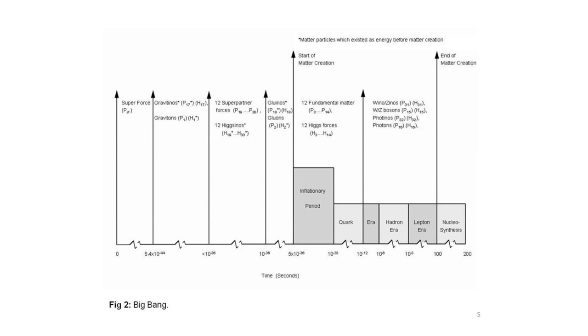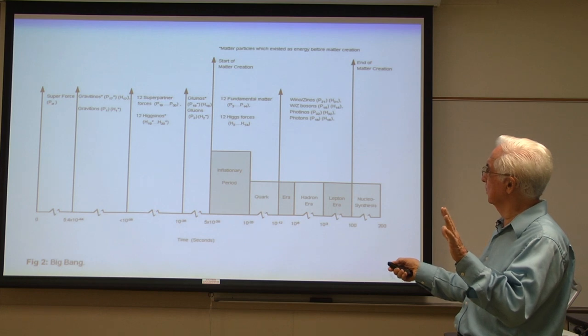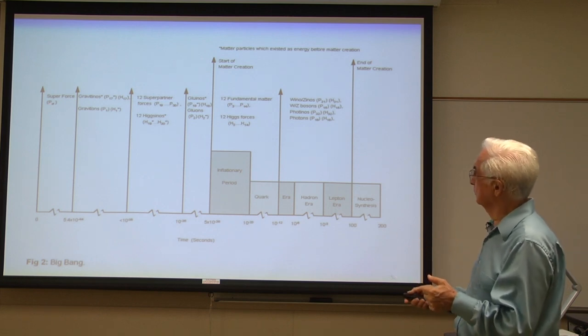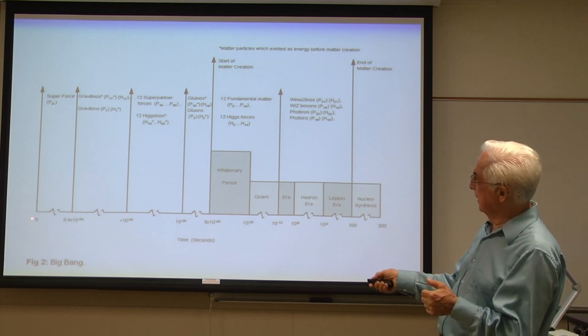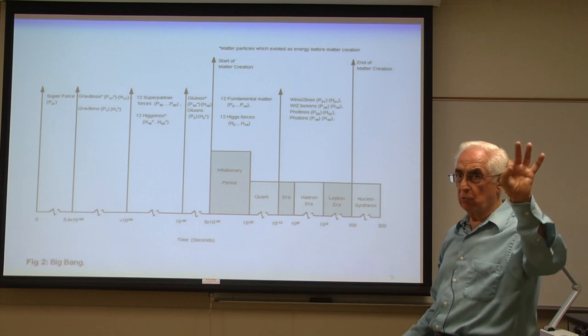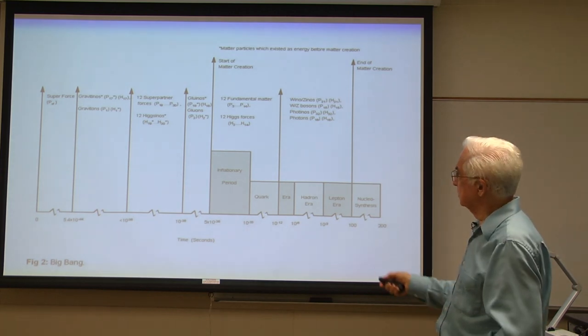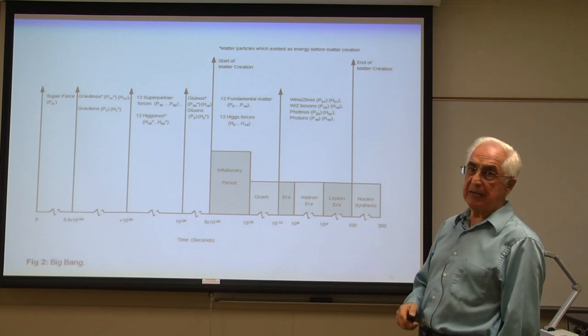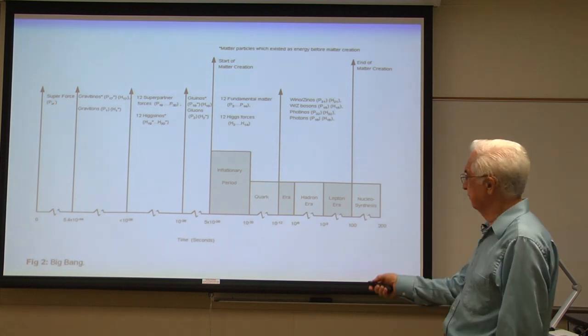Now, this is the Big Bang timeline from T equals 0 to 200 seconds. You will notice that all of the symbols are capital letters. We're talking about the total energy mass in the superforce, in the up quark, in the down quark, and in the photinos. At time T equals 0, all of the energy of our universe was in this donut-shaped singularity at the center of a single Planck cube, and the energy mass equaled 10 to the 54th kilograms.